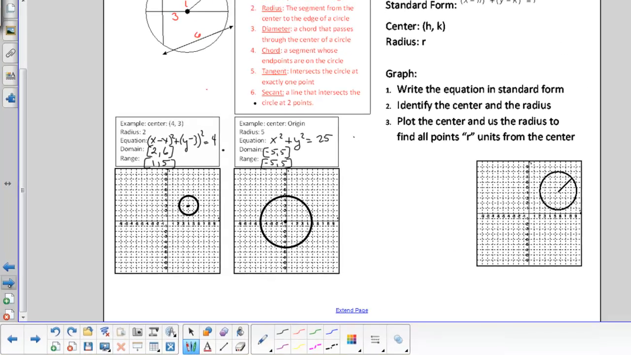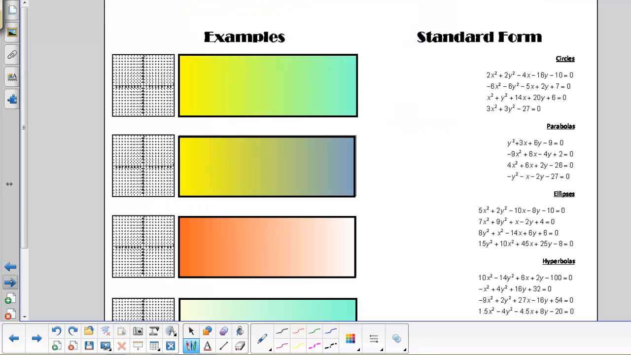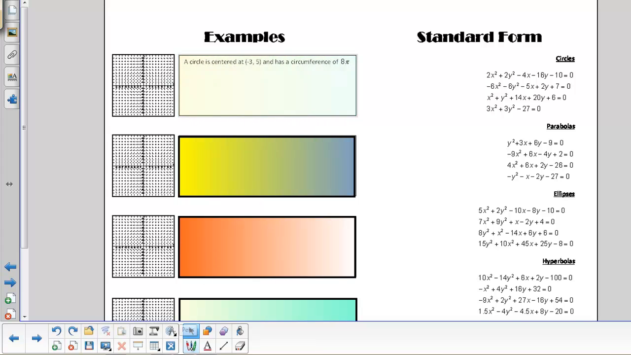We'll finish off with one last example. Please turn to the back of your conic sections foldable, and please find this page, which includes the examples. After the completion of each set of notes, we will complete each one of these examples, so by the end you will have all of the examples you need.